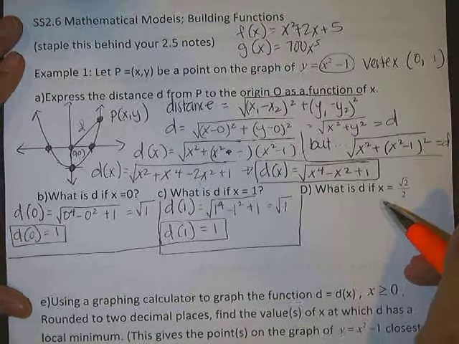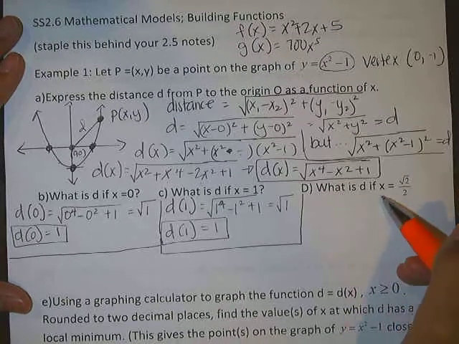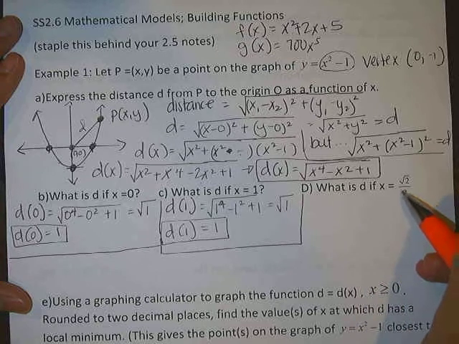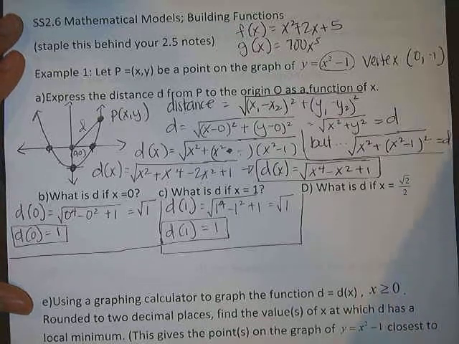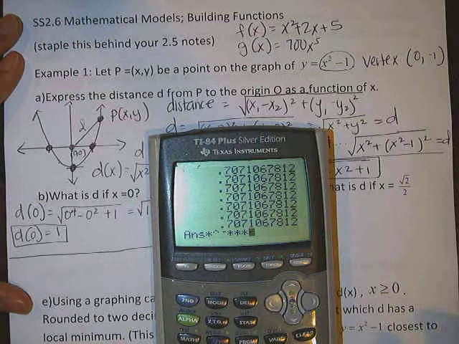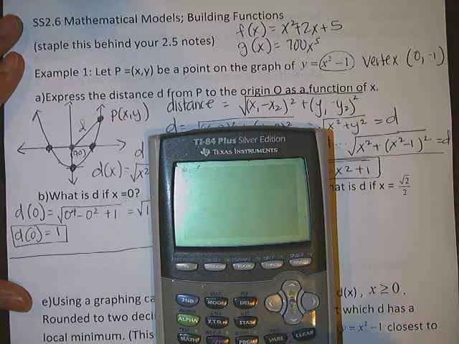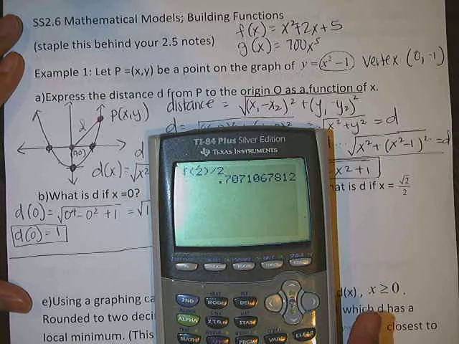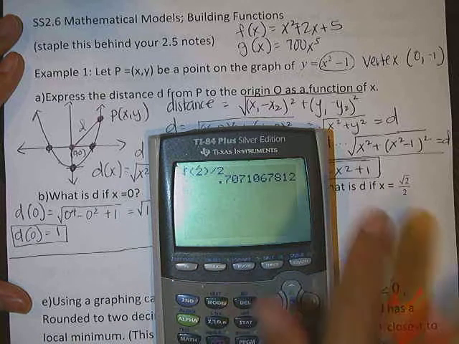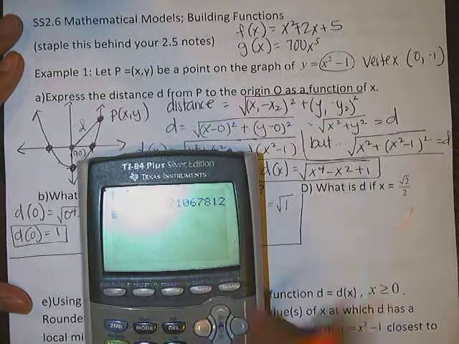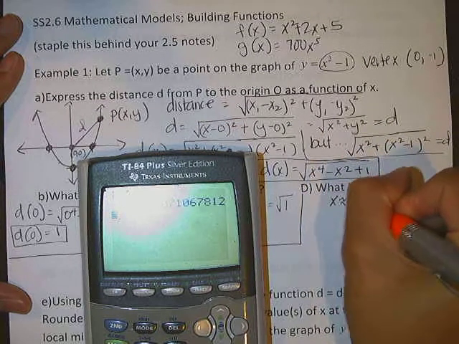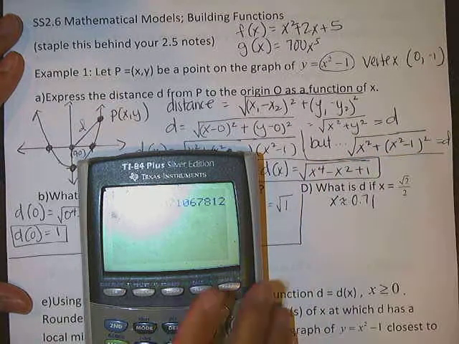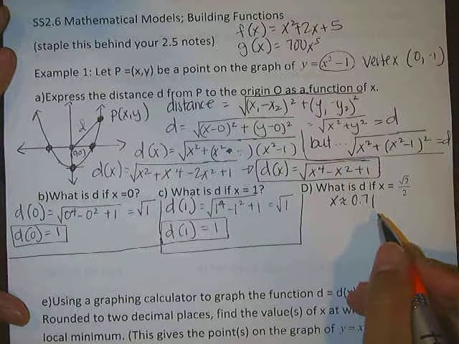Alright, so next piece. What is the distance if x is square root of 2 over 2? Okay, so let's use our calculator here to decide what square root of 2 divided by 2 is. Square root of 2 divided by 2. It's about 0.71. Okay, so x is about 0.71.